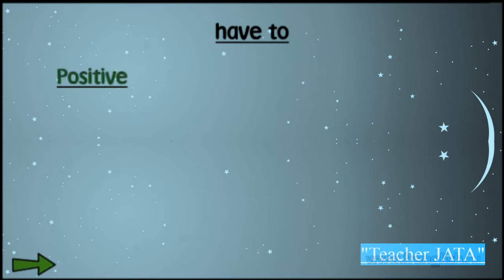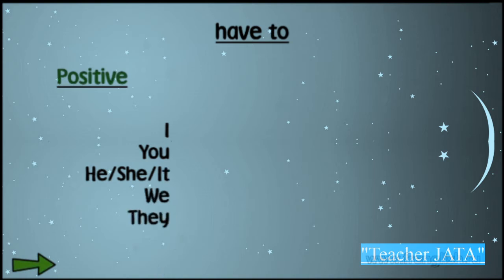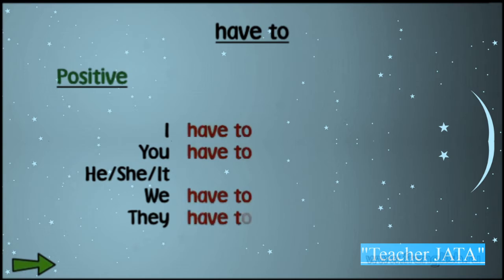We form positive sentences with have to like this. We use have to with I, you, we and they. We use has to with he, she and it. We use the infinitive after have to and has to.